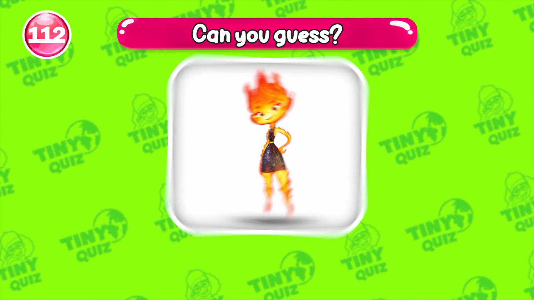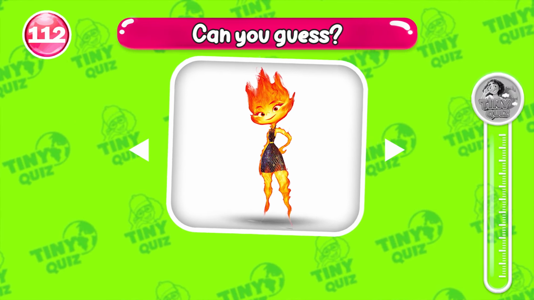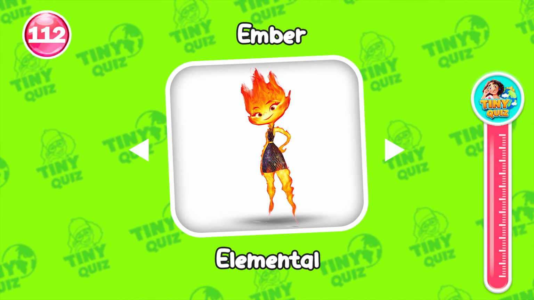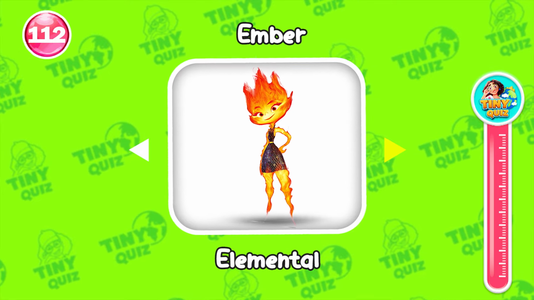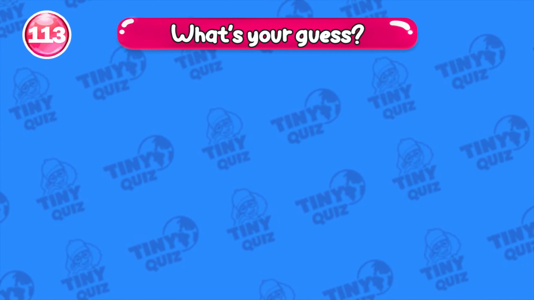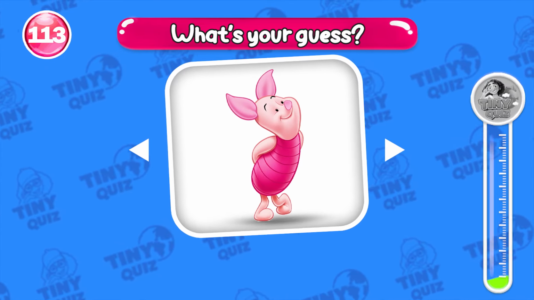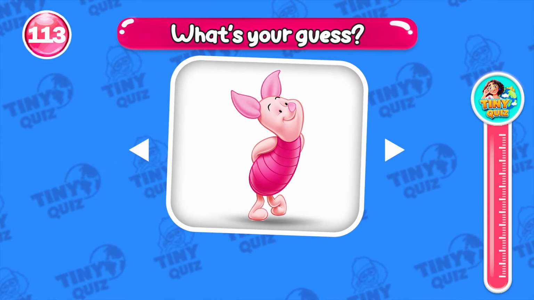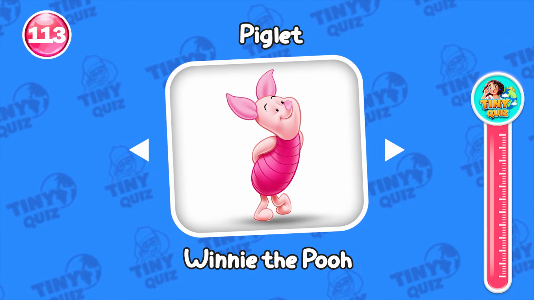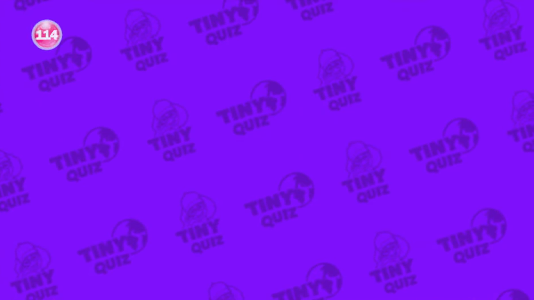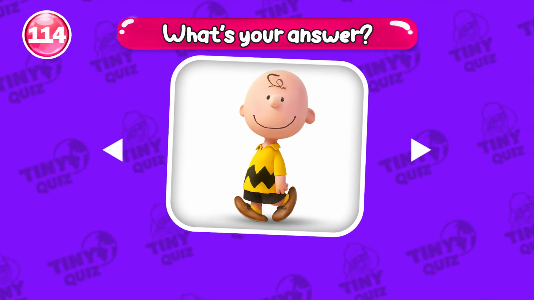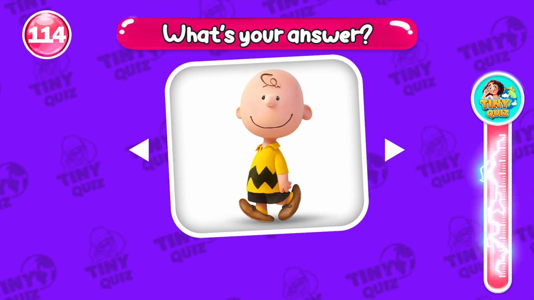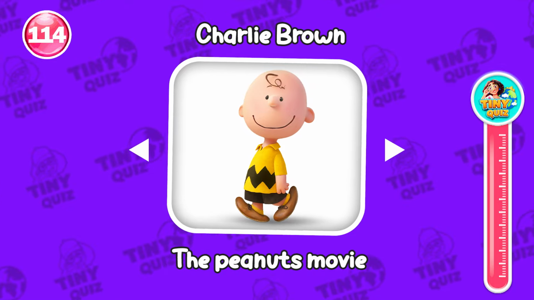Question 112. Can you guess? Amber from Elemental. Question 113. What's your guess? Piglet from Winnie the Pooh. Question 114. What's your answer? Charlie Brown from the Peanuts movie.